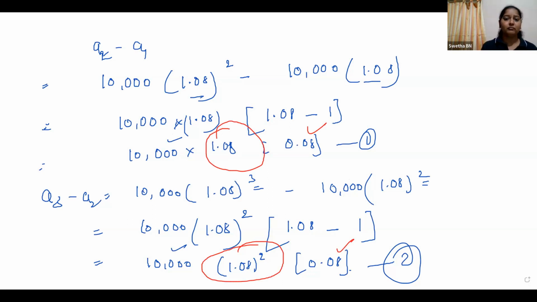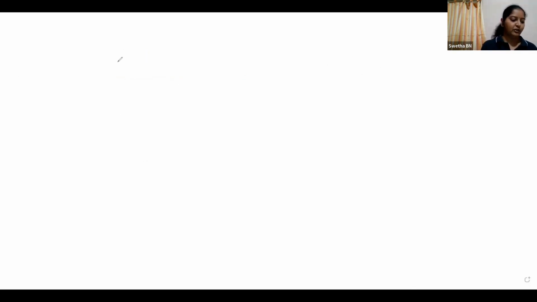So you should not write without solving the problem. Now you understood, no? Solve the problem and then give the conclusion. Therefore, clearly the terms of this series do not have a common difference between them. So this is not an AP. That's it.